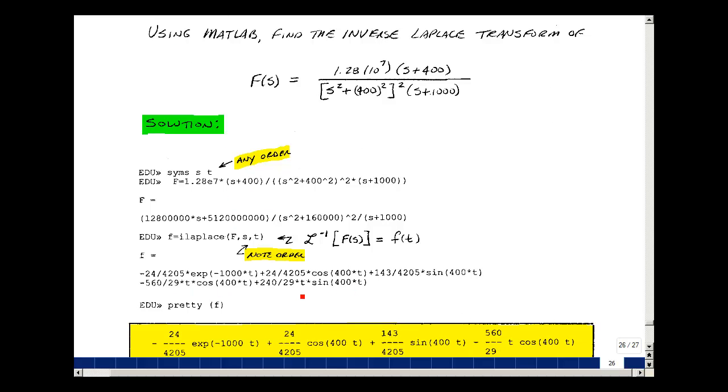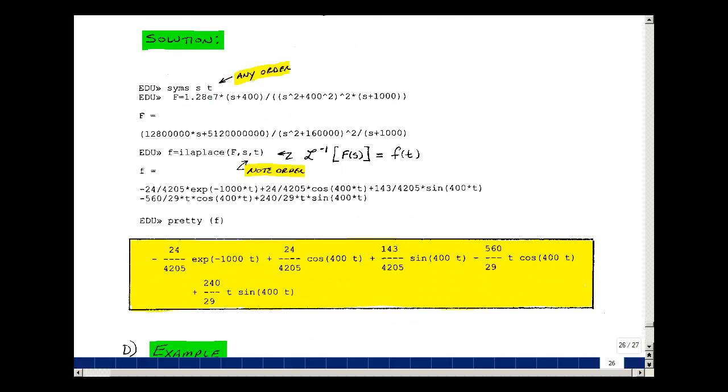This is a little bit hard to read, and so you could use the pretty command and say pretty and then the function f. And f is the following expression: minus 24 over 4205 e to the minus 1000t, 24 over 4205 times the cosine of 400t, plus 143 over 4205 times the sine of 400t, minus 560 over 29t cosine of 400t, plus 240 over 29t sine of 400t.